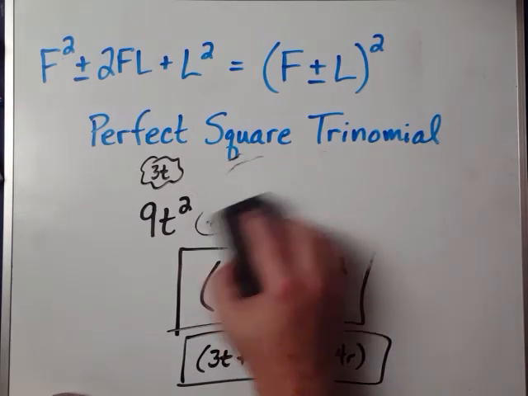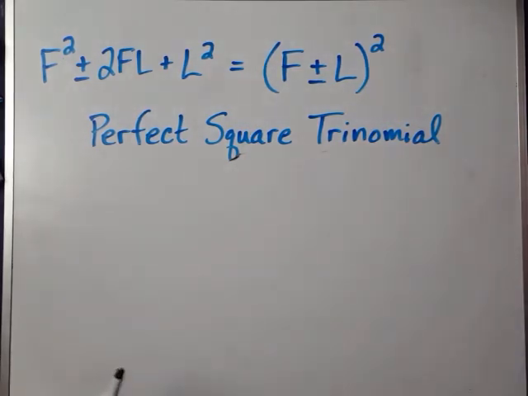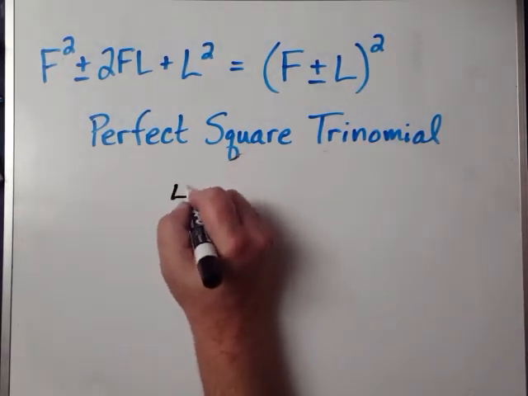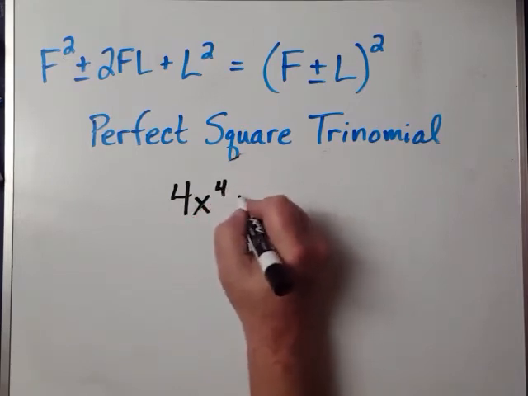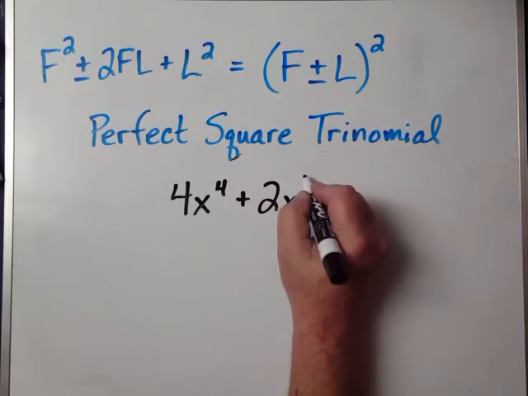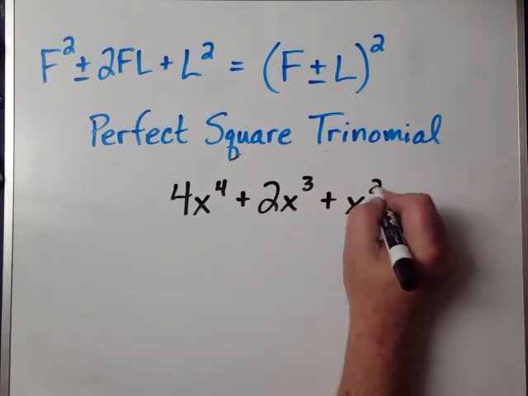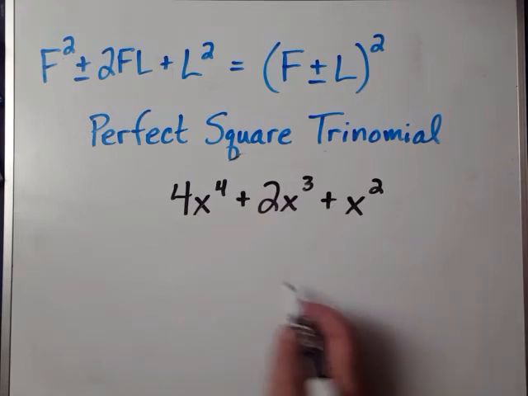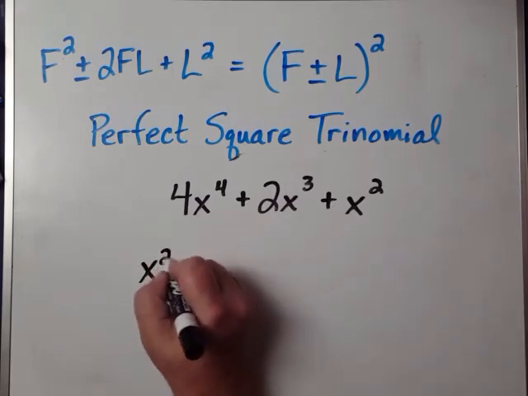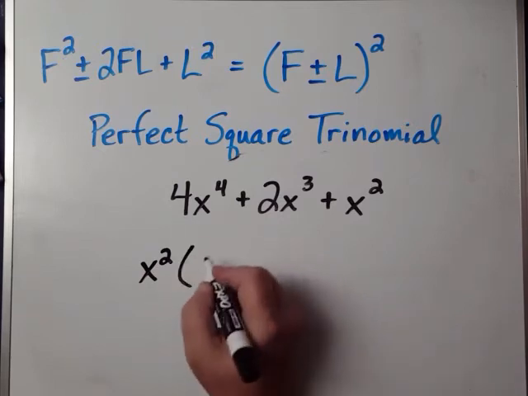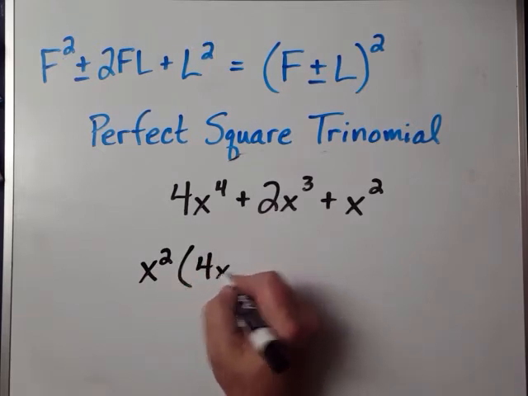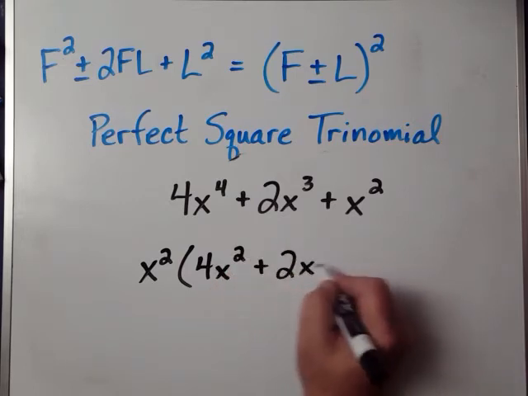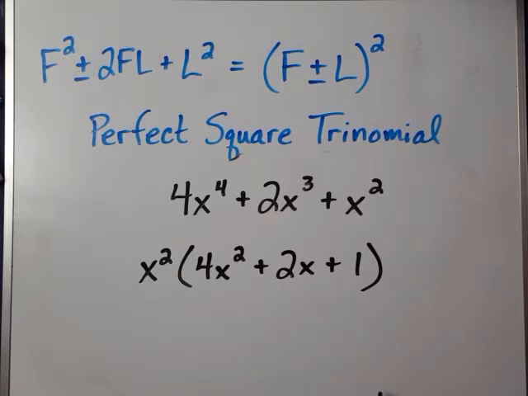Number 72. First things first, factor out a greatest common factor. Among these three terms, the greatest common factor is x squared. If I factor out x squared, it will leave me 4x squared plus 2x plus 1. Are we done, or will this factor further?